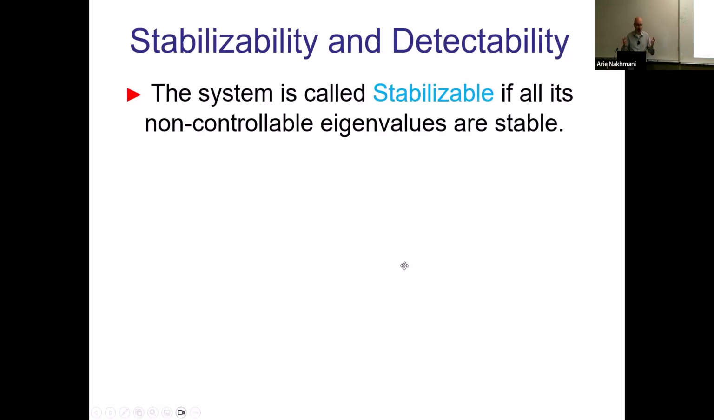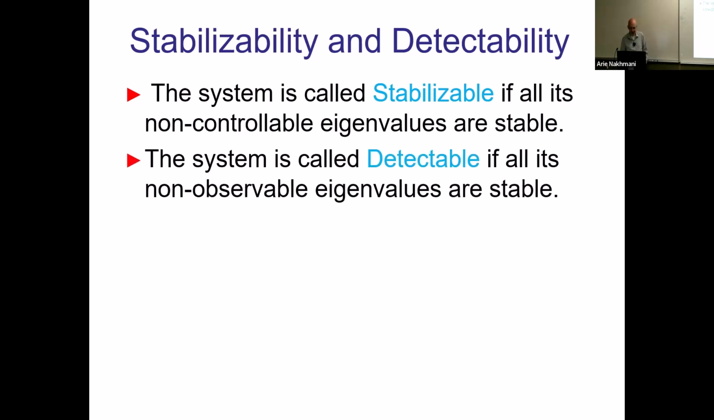So here's the terminology that I already mentioned. We just officially define it. The system is called stabilizable if all its non-controllable eigenvalues are stable. This practically means that you can stabilize the system, so you can design a controller for the system. And the system is called detectable if all of its non-observable poles and eigenvalues are stable, which practically means that you can design an observer for that system.